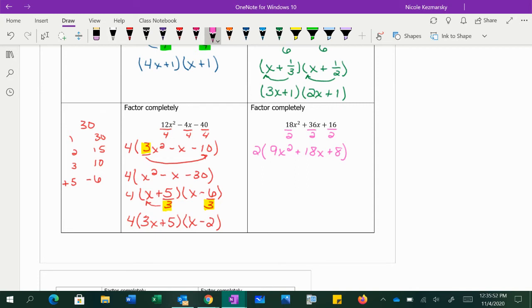And I do a quick check to see if I missed another GCF. It doesn't look like I did, so I can go ahead and do slide and divide. So I'm going to slide the 9, which is going to give me x squared plus 18x plus 72.